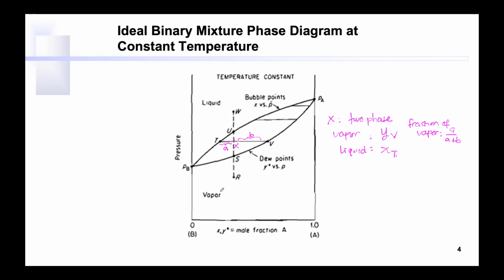Okay, and then after that, up to the point S. So S would be saturated vapor. And then if we lower the temperature again, it's still going to be just a superheated vapor. Usually the mole fraction of vapor we call Y, and the mole fraction of liquid we call X.